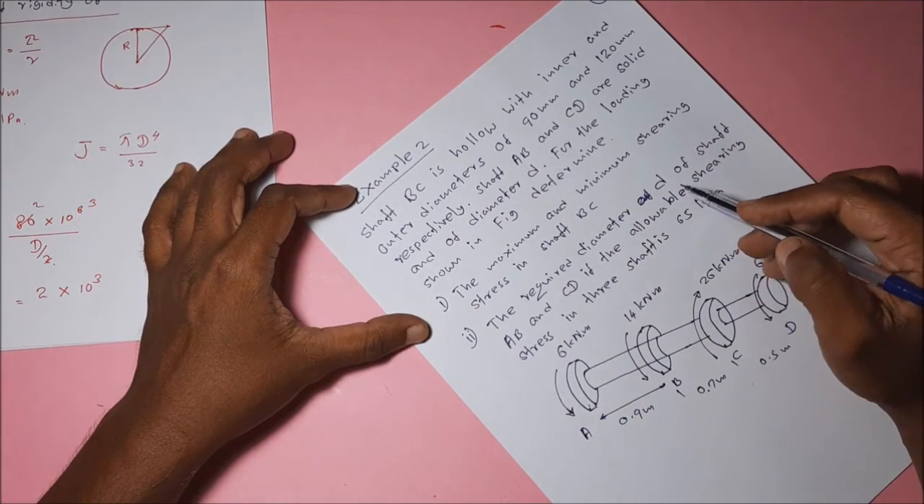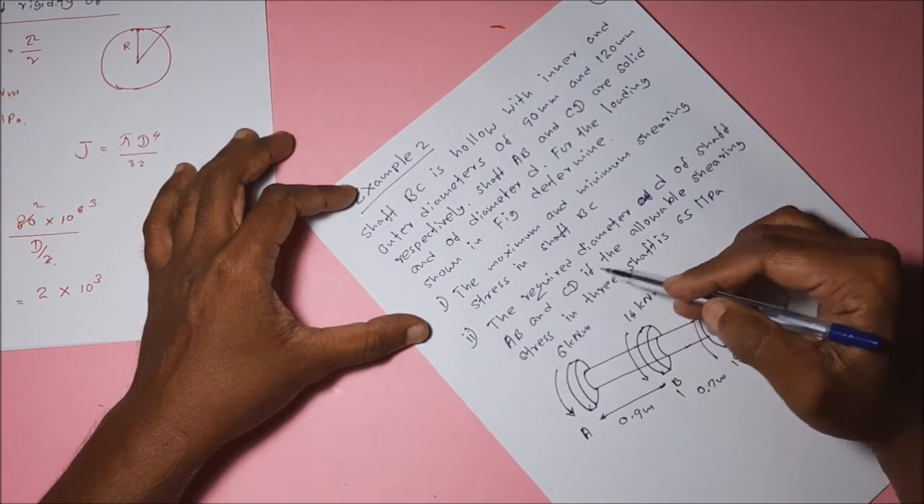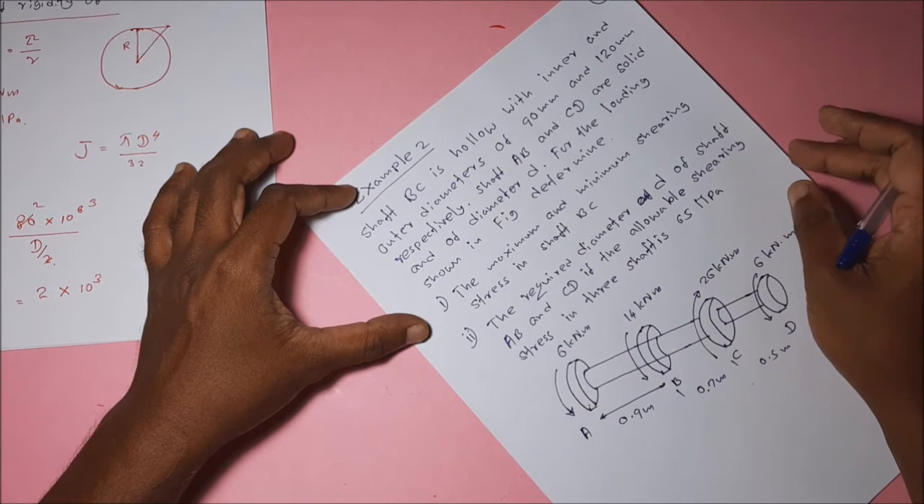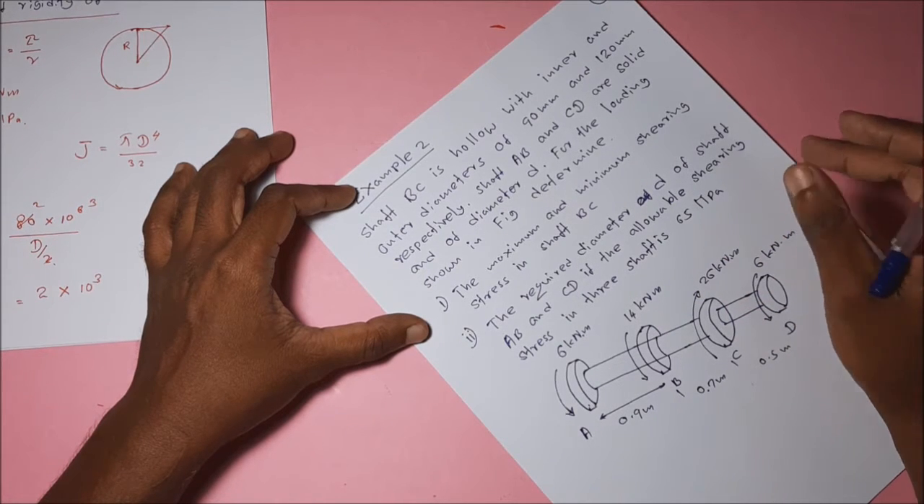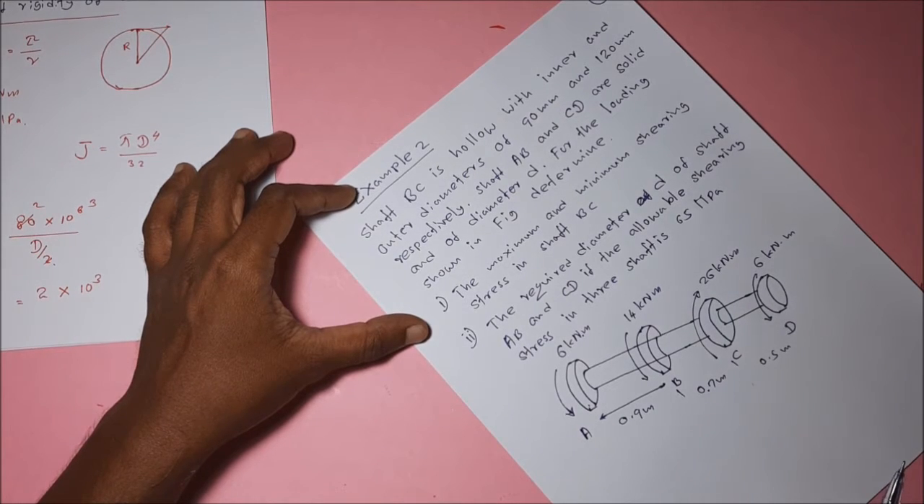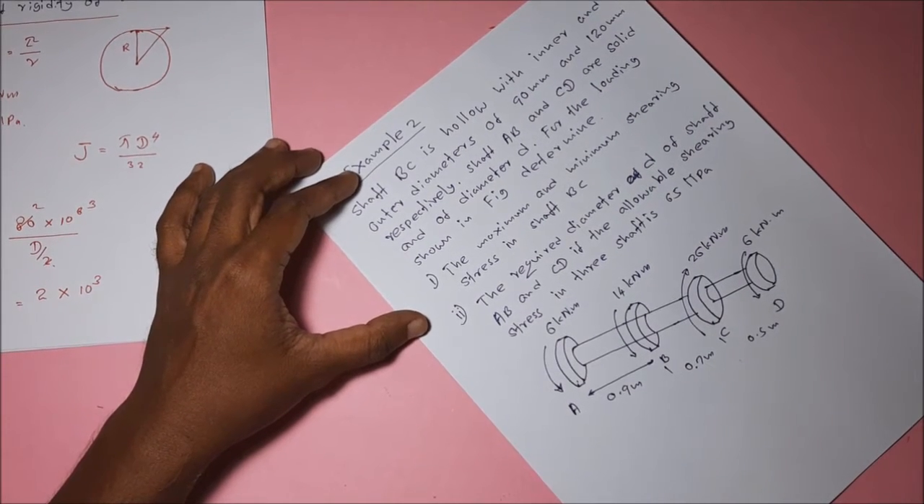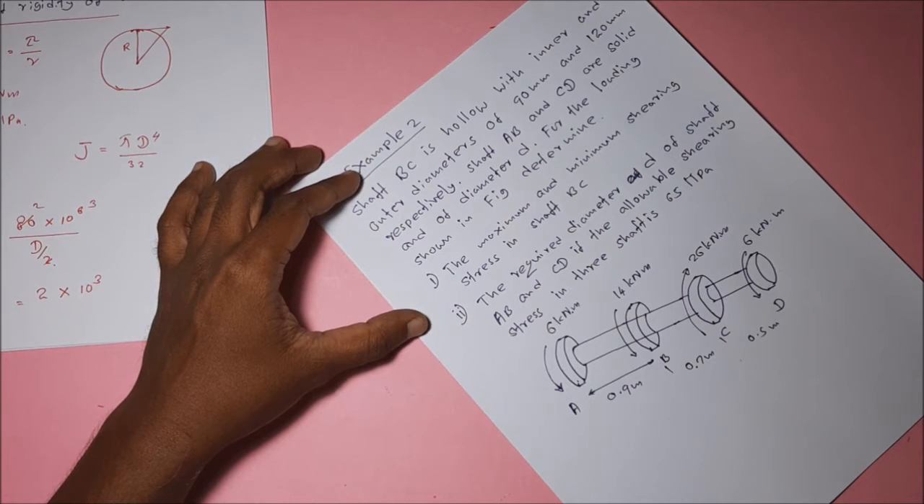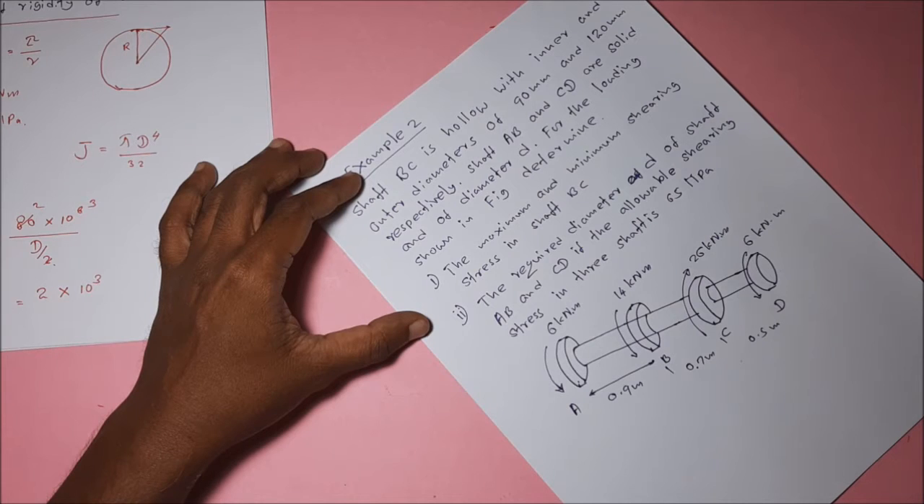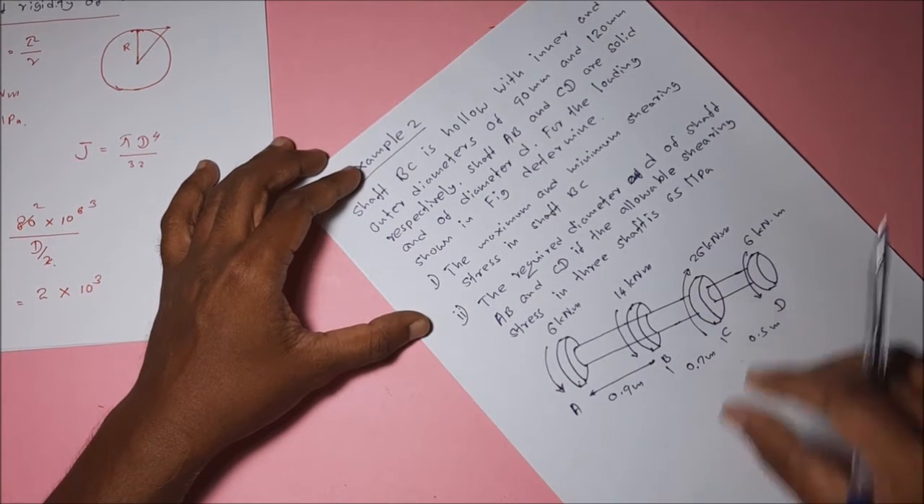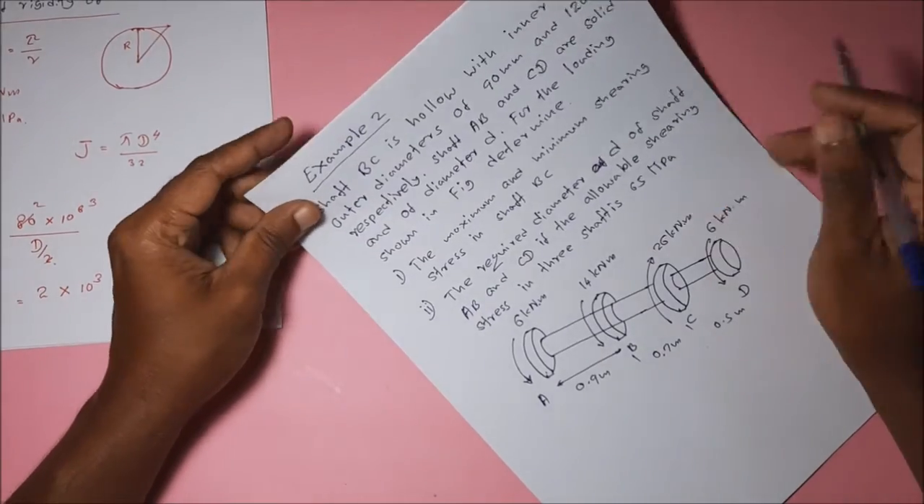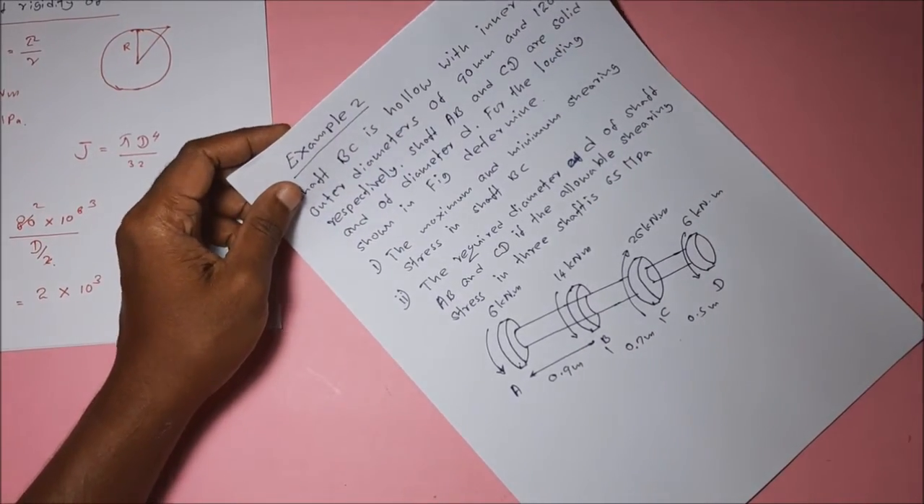Also determine the required diameter D of shafts AB and CD, where the allowable shearing stress in the three shafts is limited to 65 megapascal. The one data we have to give is the modulus of rigidity. Then let's see how to solve this problem.